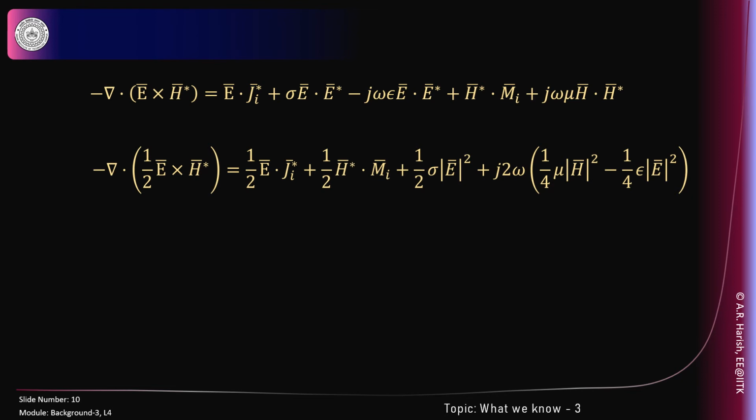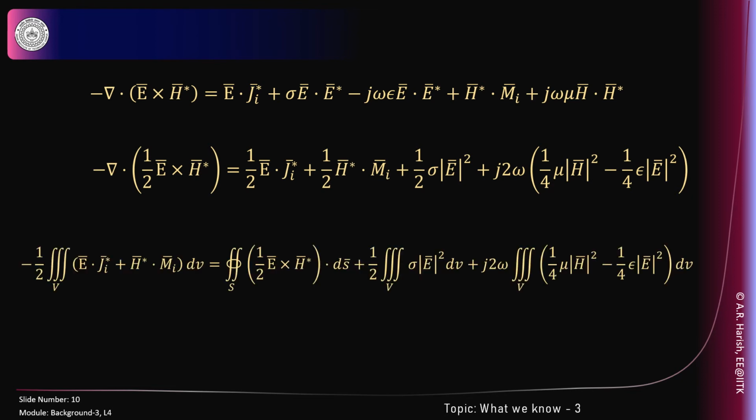Then we have epsilon E square and mu H square, and apply the divergence theorem, and this is our Poynting vector in the phasor notation. The left hand term represents the power that is being supplied by the sources. The first term represents the complex power that is going out of the closed surface S.